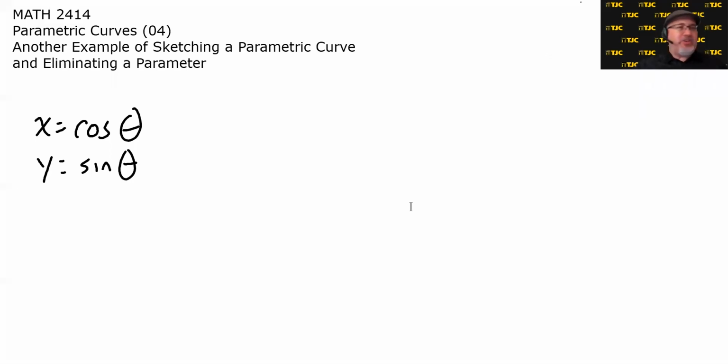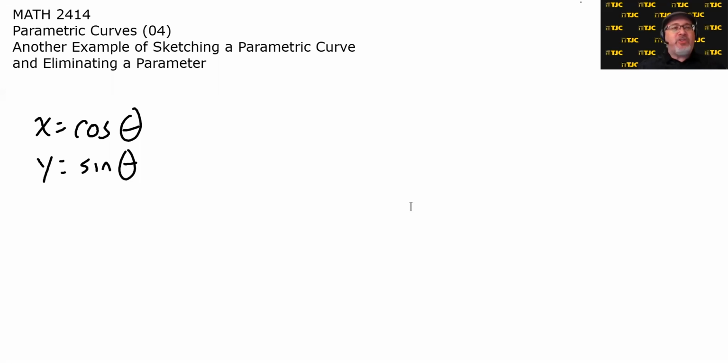Math 2414, Parametric Curves, Video 4, another example of sketching a parametric curve and eliminating a parameter. In the previous video, we put some finality on the parametric equations that gave us a parabola. We eliminated the parameter by solving one equation for t and substituting into the other, verifying the resulting equation was indeed quadratic. Hence, the graph was a parabola. But in this one, we're going to take a different approach.